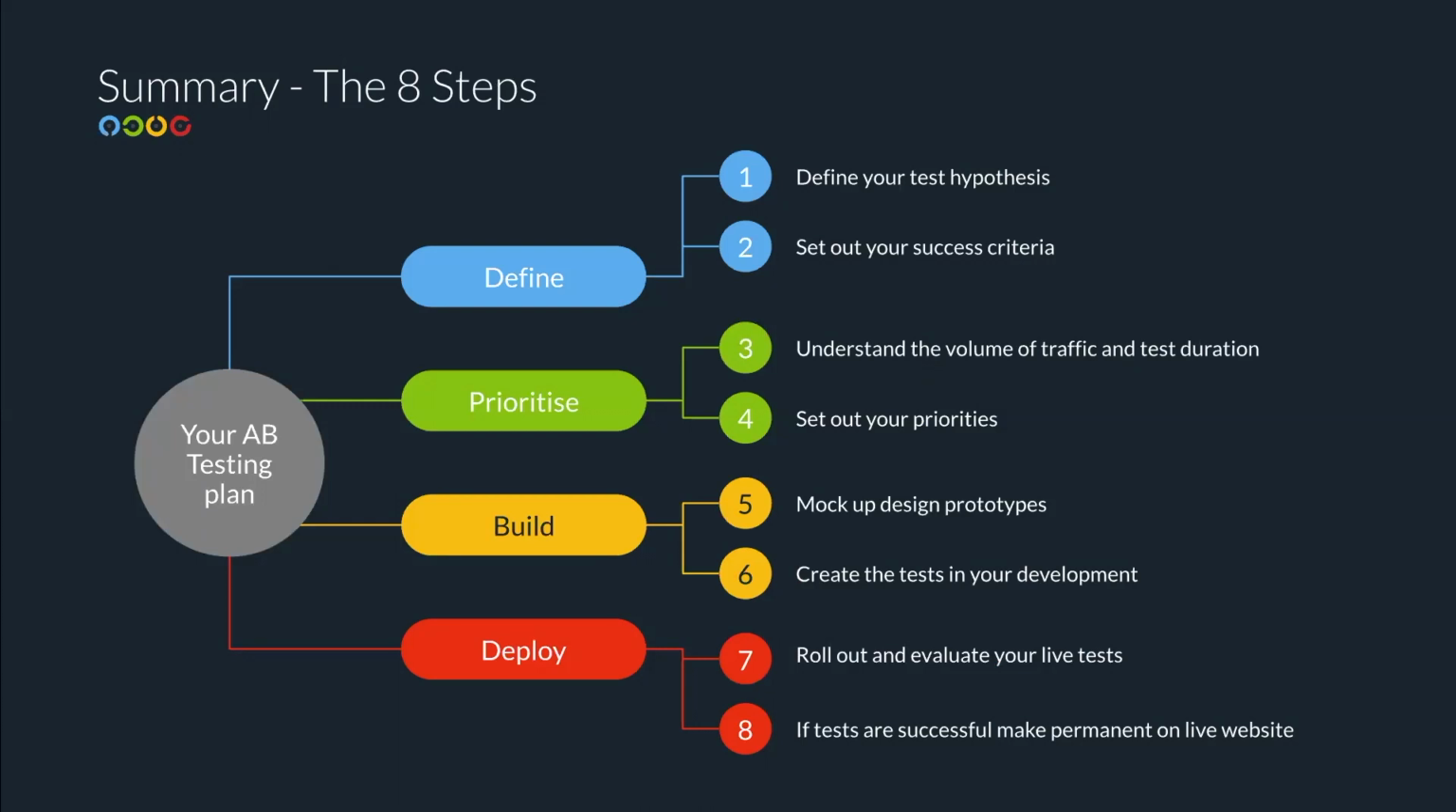So as a recap, here are 8 steps to creating your successful A/B testing plan. There's a define phase, which is all about understanding what you want to do, what the data is telling you, and therefore what the metric or the outcome is that you're trying to influence. The second bit is all around prioritization. Make sure you've got the right volume and the right test duration outlined, and then set your priorities.